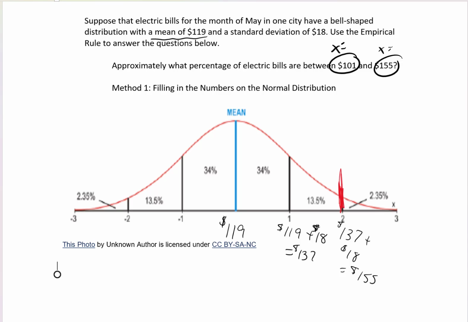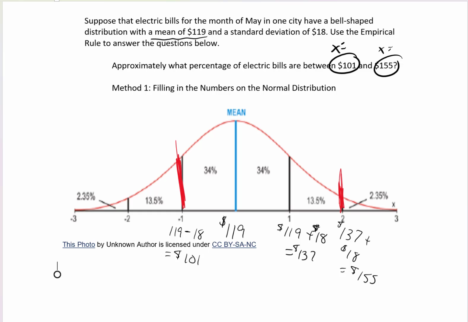We do a similar idea on the left-hand side, except since we're going to the left, we're getting smaller, so we subtract the standard deviation. One standard deviation below the mean is $119 minus the $18 standard deviation, and that gives me $101. Since that's the other value I'm interested in, I can stop. I don't need to fill in any of the other values on that ruler. You only need to find the ones you're interested in.